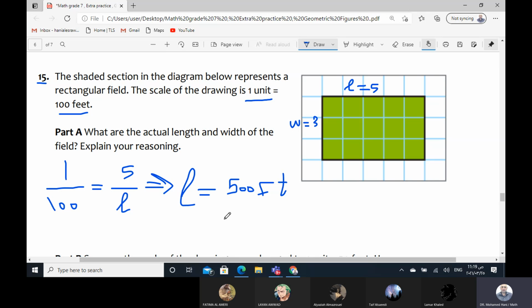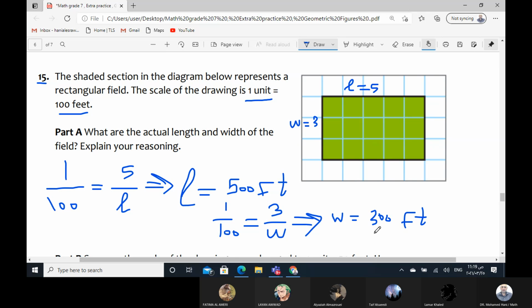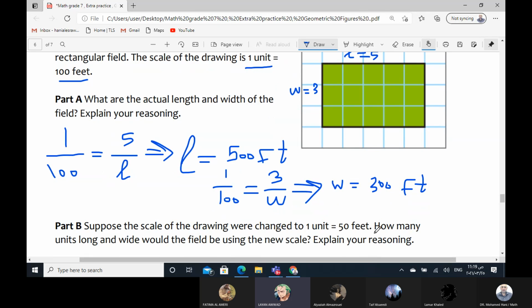And the same idea for the width. Use the same ratio, 1 over 100 equal the width here in the diagram 3, and in actual W, then use a cross product, 1 times W, and 3 times 100, 300 feet. Okay, Leah? Okay, so Mr. You do the same as before. Yes. Okay, who can read part B?